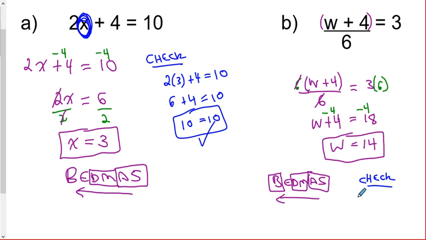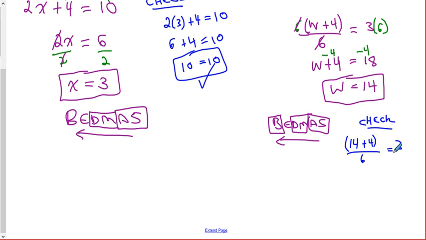So let's put a 14 in where W is. So we're going to go 14 plus 4 over 6 equals 3. Is that true? Let's check it and find out. 14 plus 4 is 18. 18 divided by 6. Oh, that's 3. So 3 equals 3. Yep, that's true.